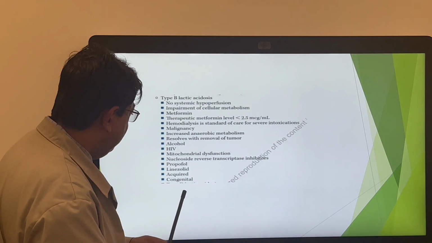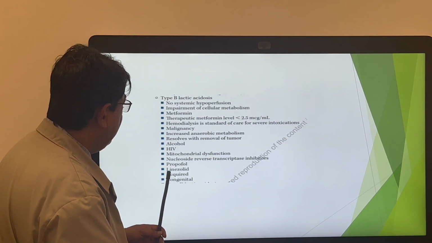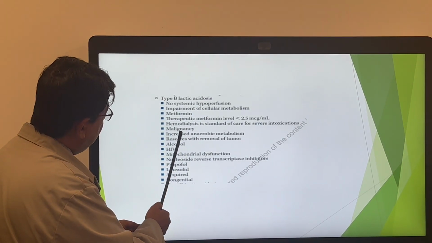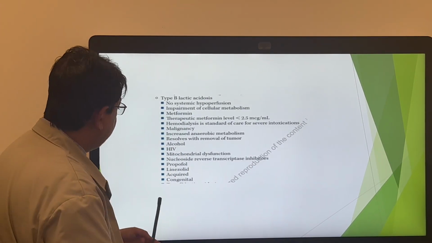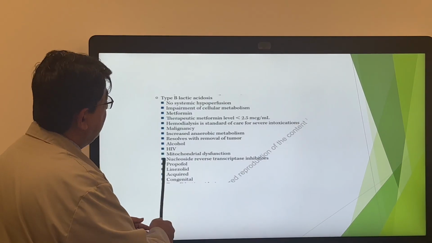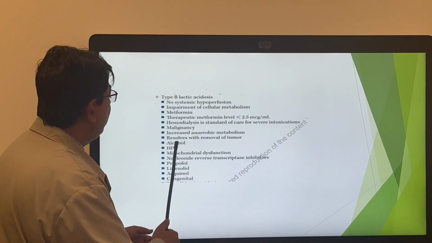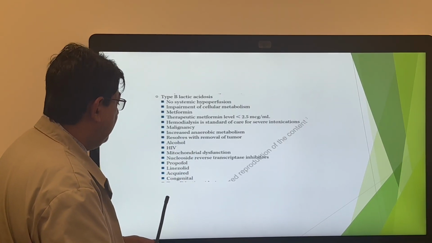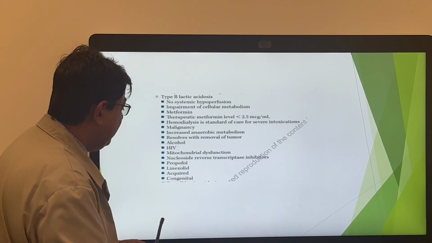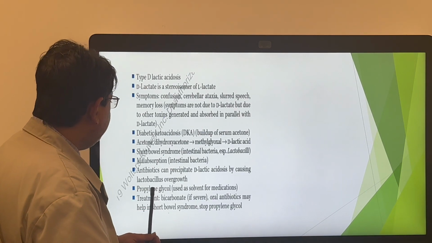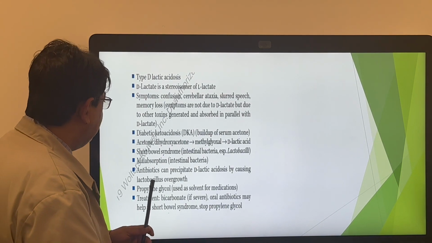Metformin is one of those etiologies. Malignancy and alcohol, HIV, mitochondrial dysfunction, nucleoside reverse transcriptase inhibitors, and then in the ICU setting, propofol, linezolid. And then there are some other acquired causes, and it can also be congenital. Next slide. So let's talk about type D lactic acidosis.